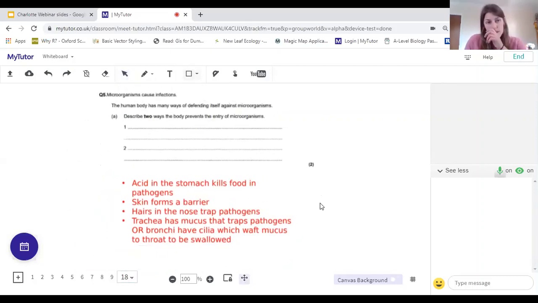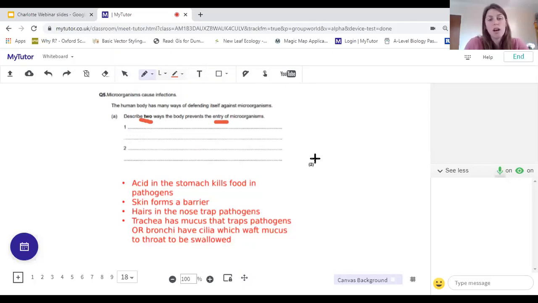Okay, question 5 here. Microorganisms cause infections when they're acting as pathogens. The human body has many ways of defending itself against microorganisms. Describe 2 ways the body prevents the entry of microorganisms. Okay, so we're talking about that first line of defense here.